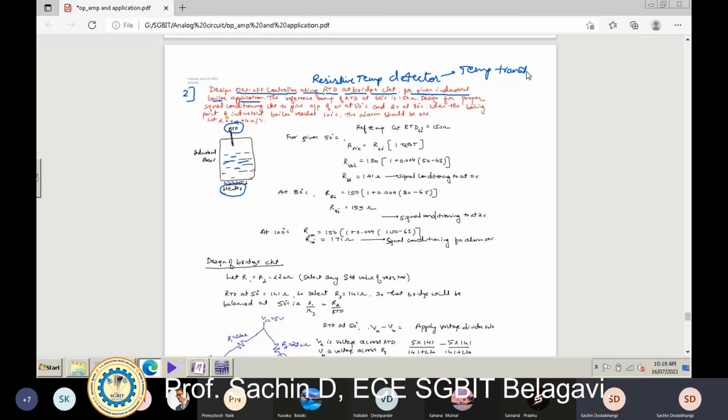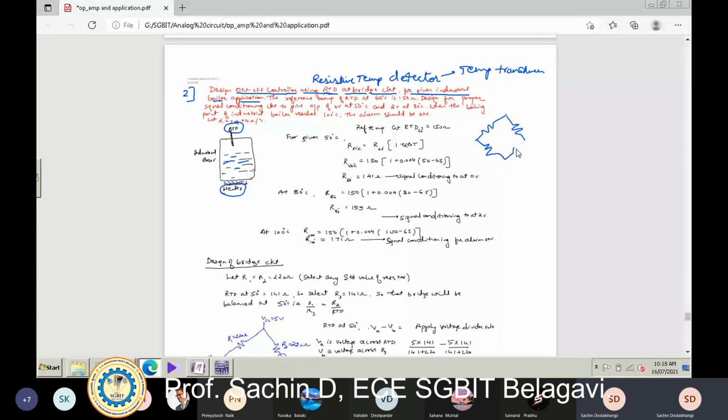In RTD, what do we do? This RTD resistance will change when there is a change in the temperature. That resistor, we are using in a bridge circuit. A bridge circuit means you can take a Wheatstone bridge. How many resistors are there? There are totally 4 arms. Each arm has one resistor. So this is my bridge circuit. I have drawn the bridge circuit here.